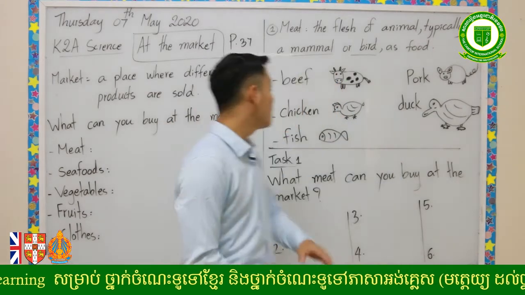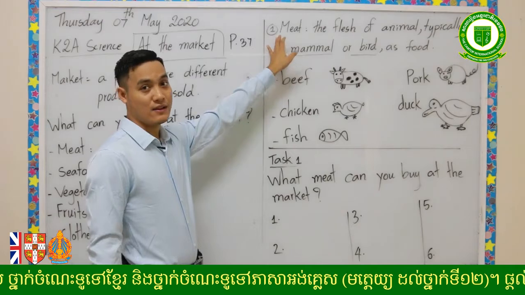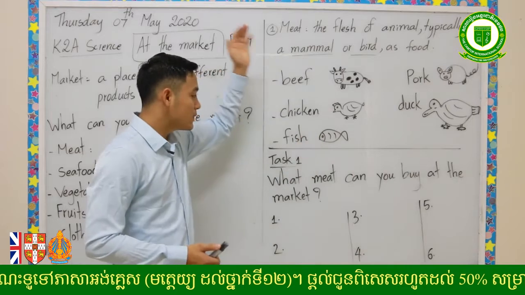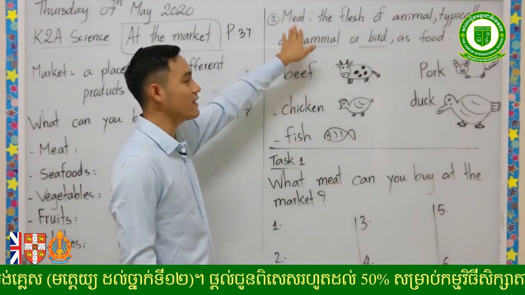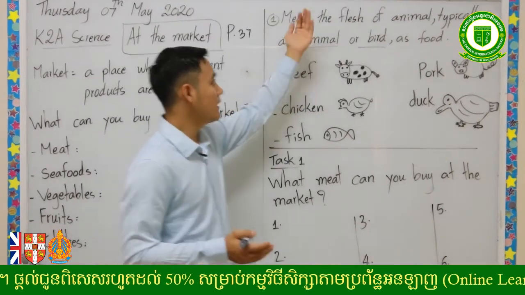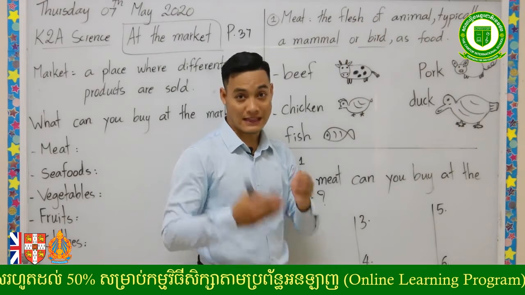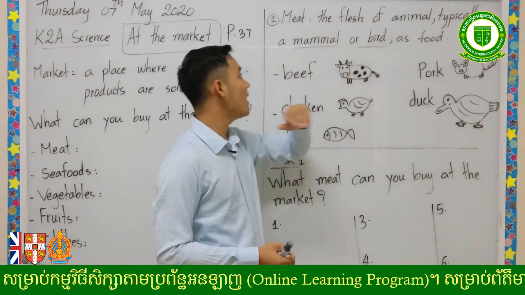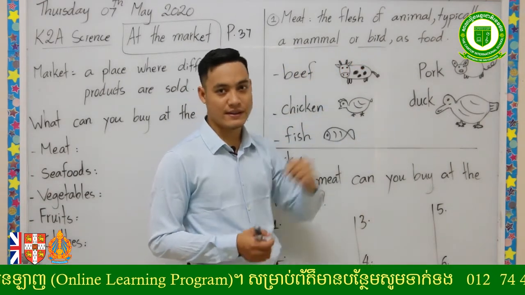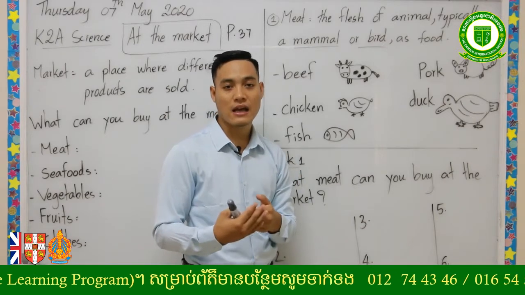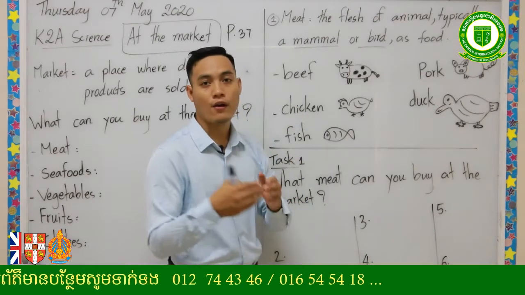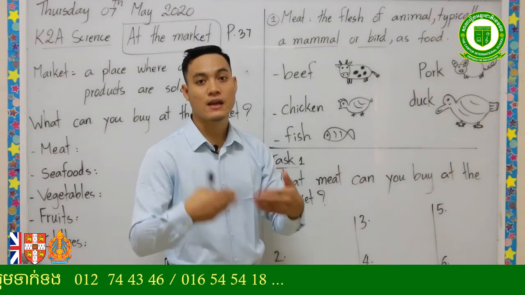Now we're going to learn about meat, the meat that you can buy at the markets. Before we go to the meat, we should know the definition of meat as well. So what is meat? Meat refers to the flesh of an animal, typically a mammal or bird, as food.